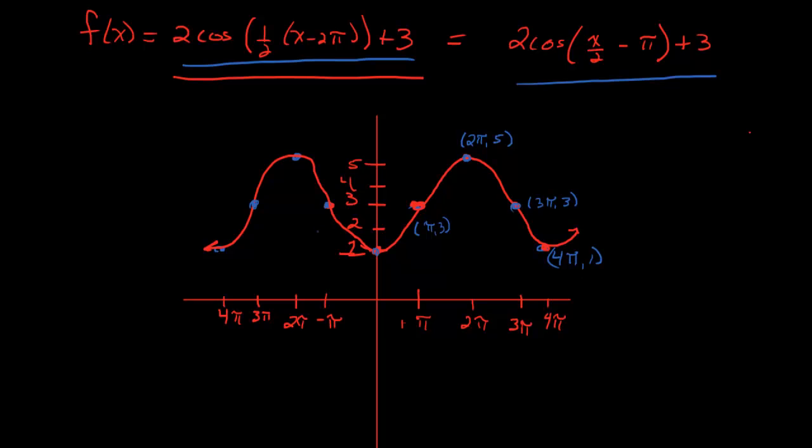And over here we're going to see the same thing, but on the negative side. So we're going to have negative pi, comma 3. Here we're going to have negative 2 pi, comma 5. And this will be negative 3 pi, comma 3. And this will be negative 4 pi, comma positive 1. And these are all negatives here as well.